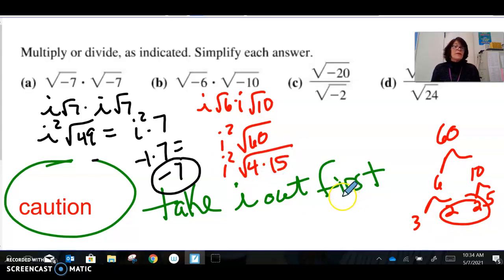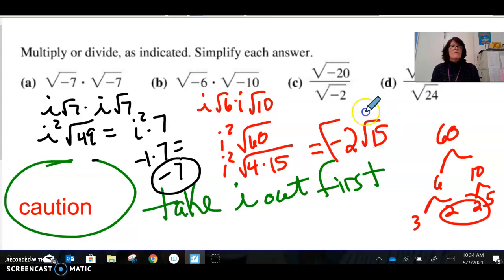I'm looking for perfect squares. Square root of 4 is 2. So I have 2 i squared. Oh, I'm not going to write i squared. i squared is negative 1. I have negative 2 square roots of 15. Okay, i squared is negative 1. Square root of 4 is 2. I took the square root of 4, but there's still a square root of 15 left underneath.